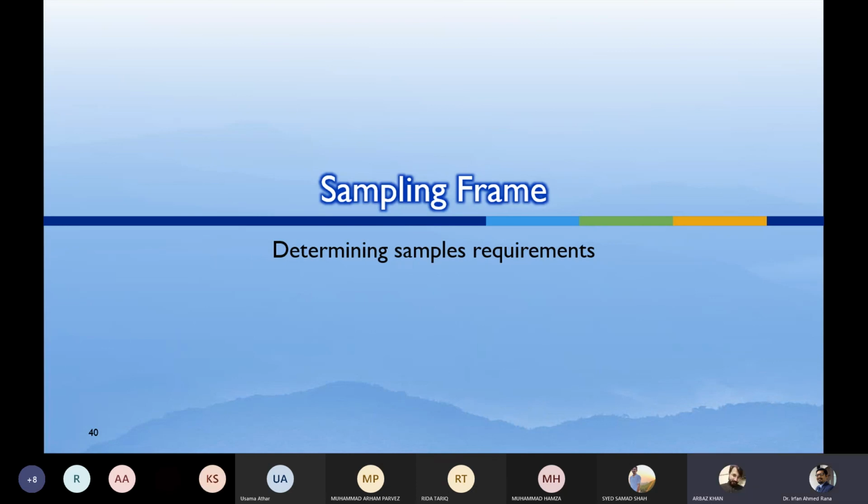Sir, is this enough for today, sir? Okay, let me see how many slides. Okay, only 10 more slides and the lecture is over. I'll go into the sample. Okay, we'll talk about it in the next lecture.